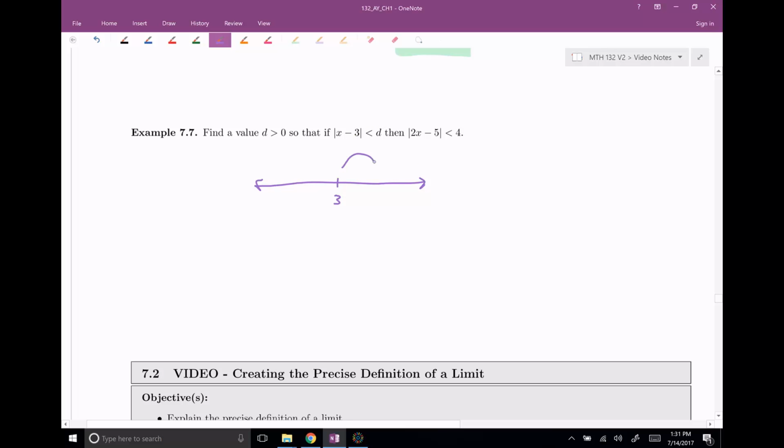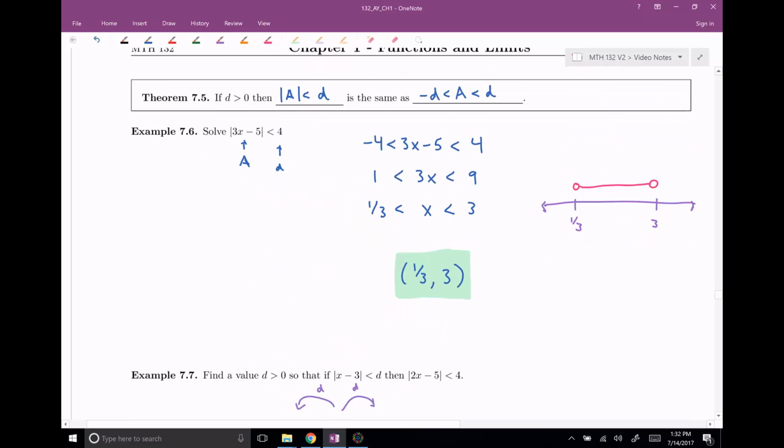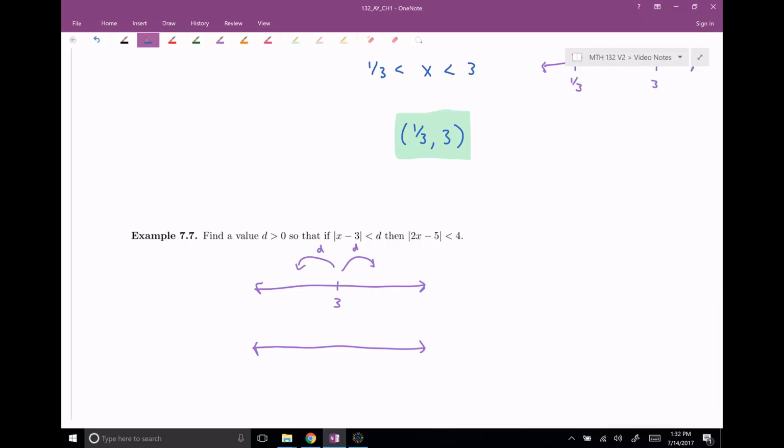So I want to know how much can I move to the left and to the right and still satisfy this inequality here, right? What d can I move to the left and the right and still satisfy this inequality? The claim is it doesn't have a great distance statement, but we can still figure out what the solution to this is using this nice theorem that we have up here. So let's go ahead and break this apart.